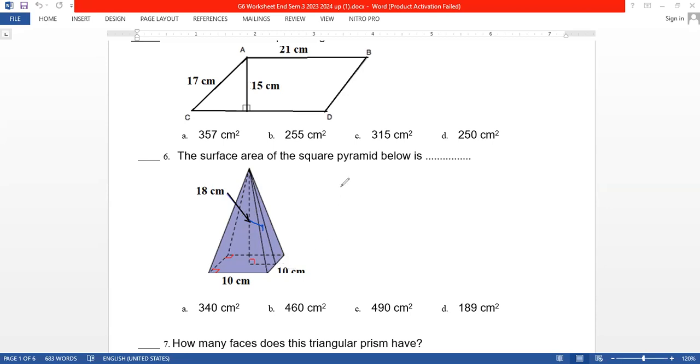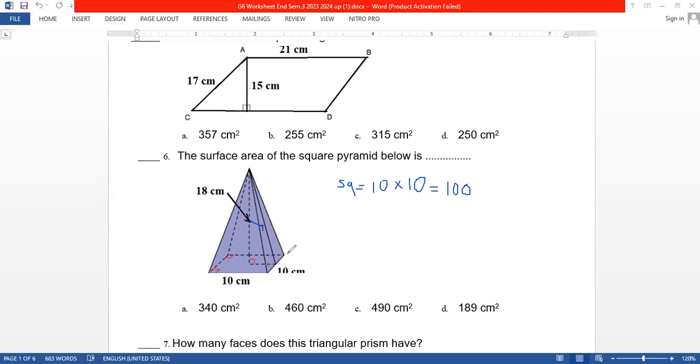So let me first find the area of the square. The area of the square is side times itself. So 10 multiplied by 10 equals 100. So this 100 is for the square itself, only the square. Now, the other four faces are triangles. So we need to find the area of one square and four triangles.